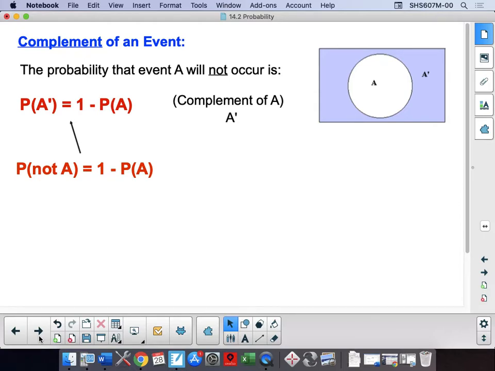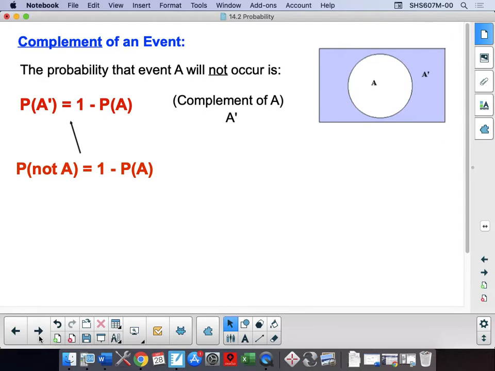A complement, in the world of probability, is the probability that the event will not happen. So it's the opposite of what you want in some ways. They use this notation, A prime right here, that's the symbol for a complement. If I said the probability of event A not happening, the complement of A, all you have to do is find the probability of A happening and subtract it from 1. That should give you all the cases where A is not going to happen.